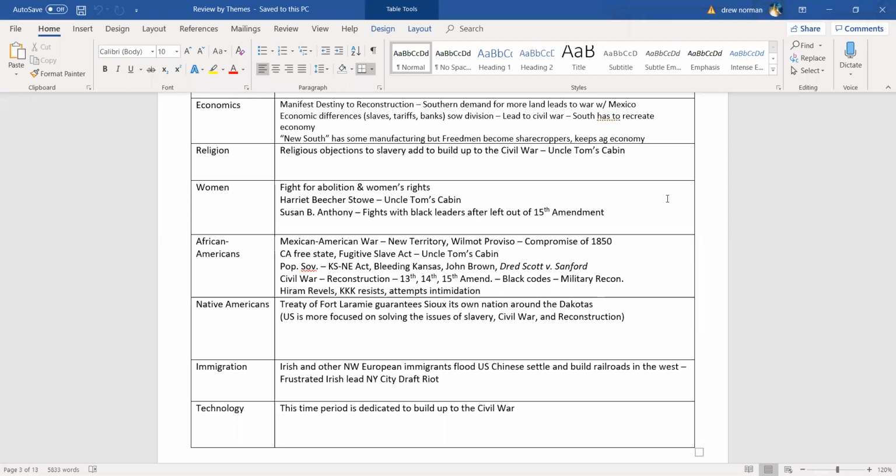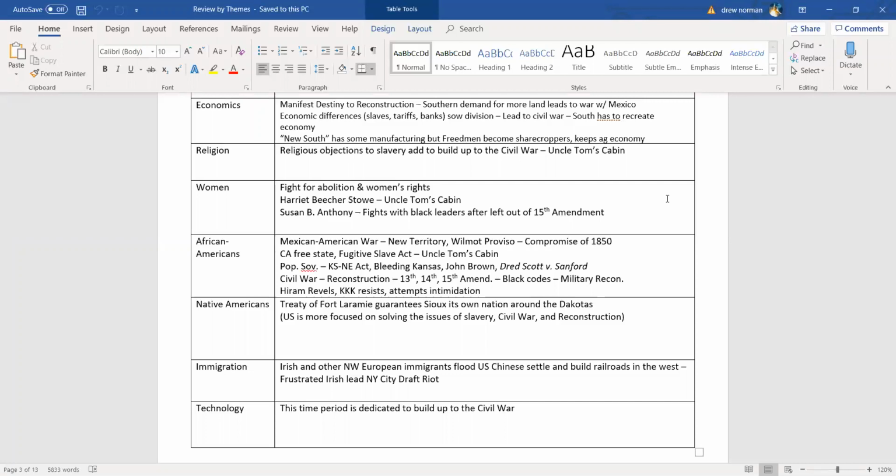Well, quite frankly, the majority of this time period deals with African Americans, whether indirectly or directly. The Mexican American War was all about getting new territory, and slave owners viewed it as a chance to get more territory for slavery. The Wilmot Proviso tried to deny slavery from being allowed in those new territories. The Compromise of 1850 increases the restrictions on fugitive slaves, which the North refuses to follow. California is added as a free state, Fugitive Slave Act. Again, this is the Compromise of 1850.